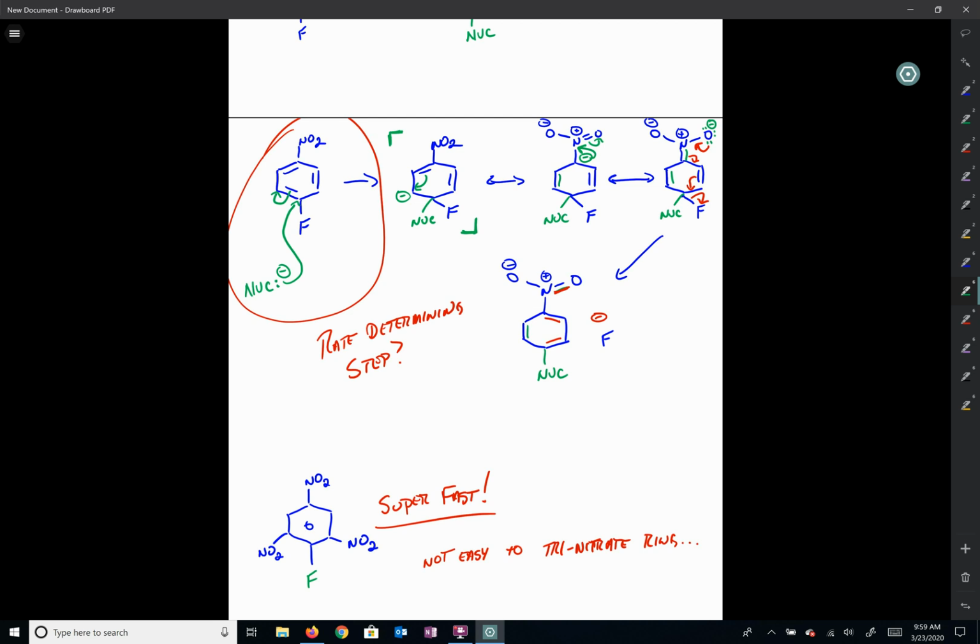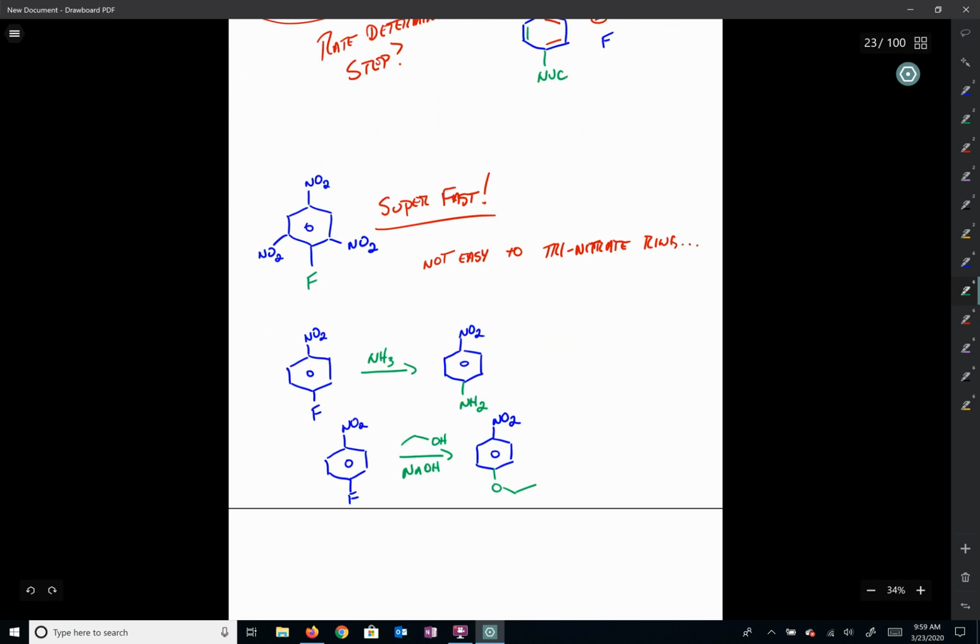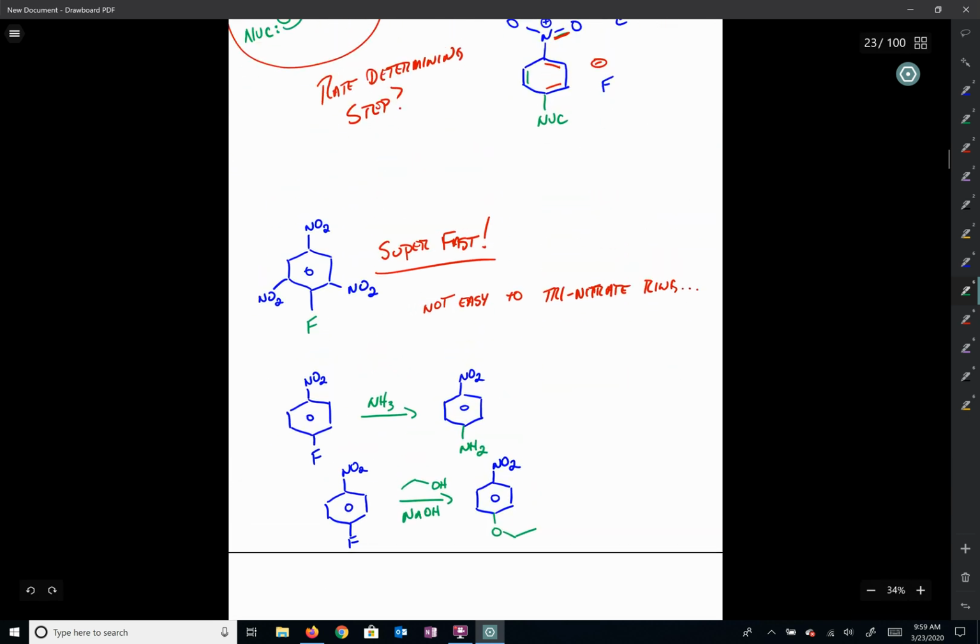That's the overview of nucleophilic aromatic substitution. In the next video, we'll talk about the next mechanism, and then in our problem session, we'll start to do some more examples for these. Okay.